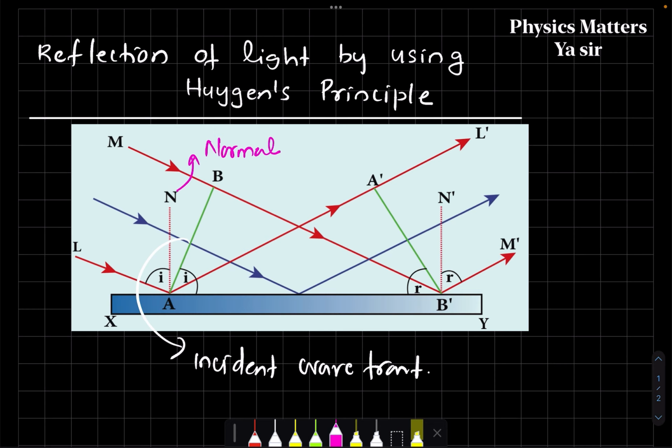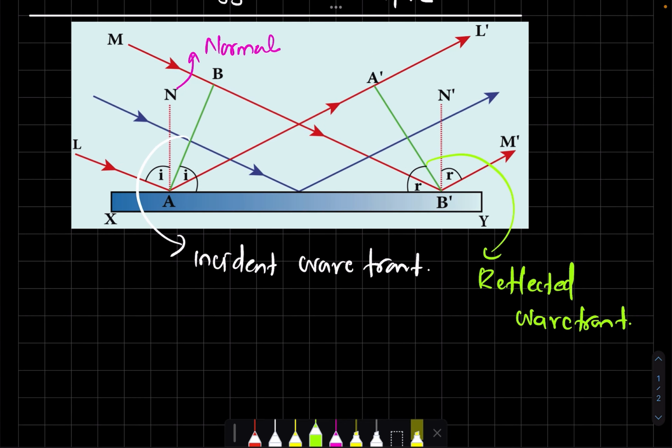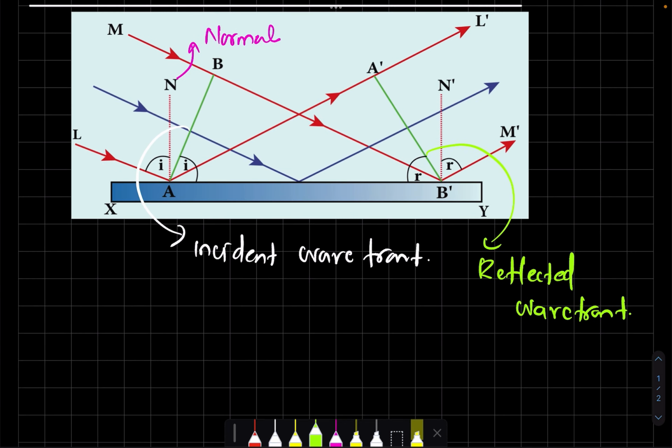And after incidence, they are reflecting. You can see AL dash is a reflected ray wavelet, and B dash M is also reflected. The direction of propagation is given, and you can draw a perpendicular to this point. You can see that perpendicular, B dash A dash. That is nothing but the reflected wavefront. So it is very clear that the incident wavefront is there, and the reflected wavefront is there.